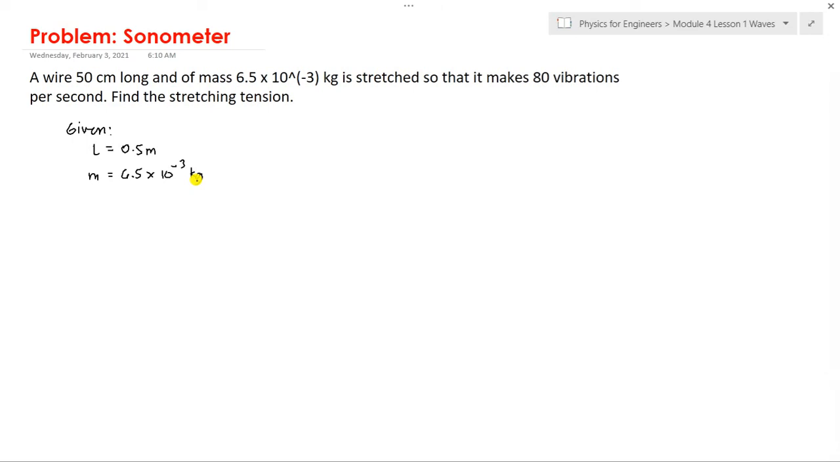So for a vibrating string, it has 80 vibrations per second. What does it mean? That is the frequency F. When we say 80 vibrations, that is equivalent to 80 cycles. So that would be 80 hertz, per second. Now, find the stretching tension. Meaning, we are being asked to find T, the tension.